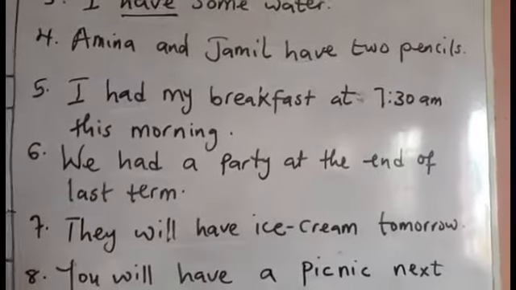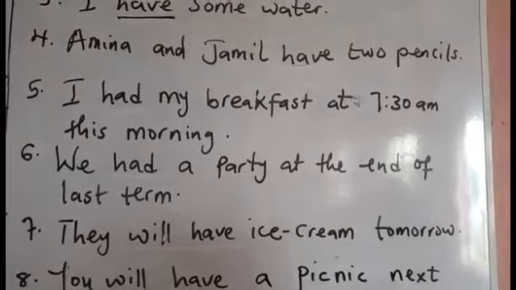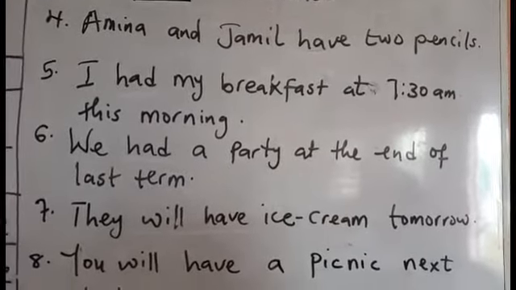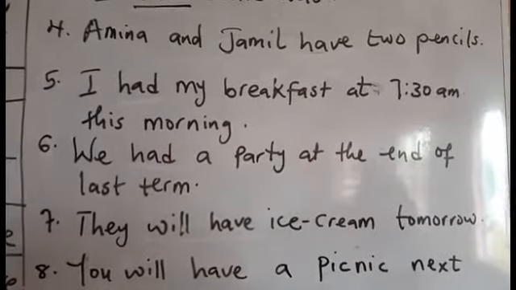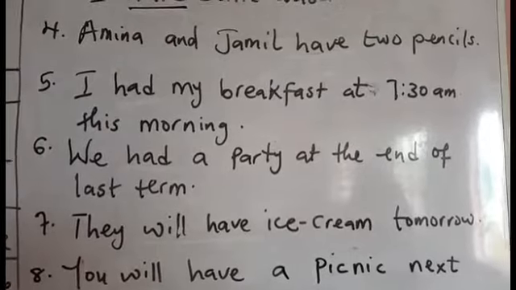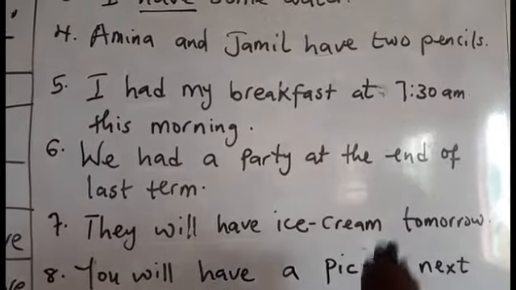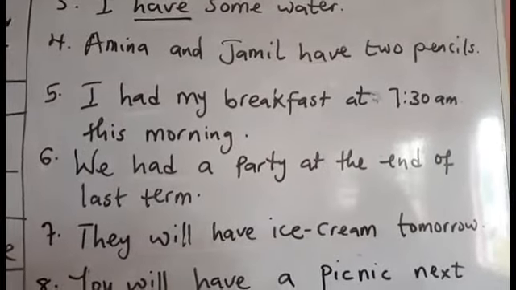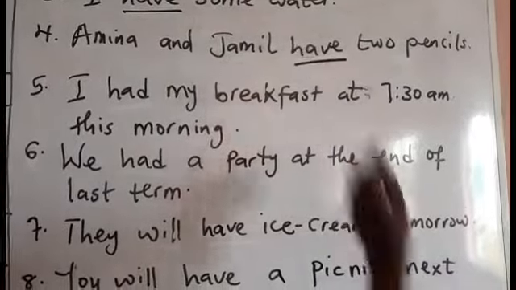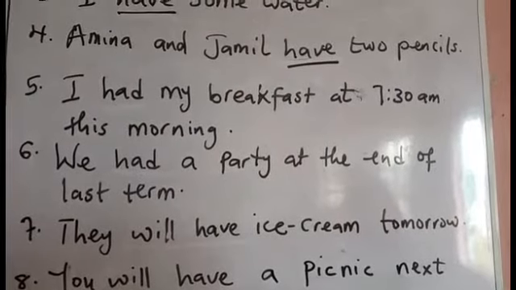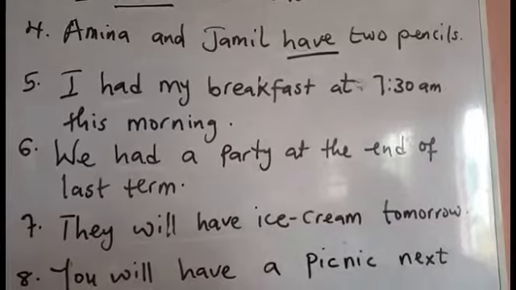Amina and Jamil have 2 pencils. Here right now we have 2 people. We have 2 nouns, and it is in plural form. And these 2 can be replaced with they. They have. And now this is the verb in its plural form and still in the present form.